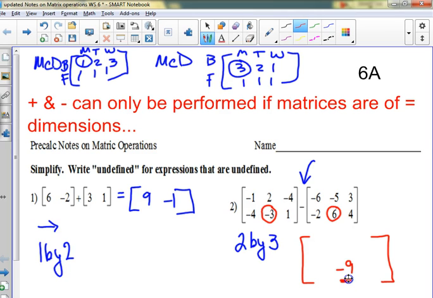That you can find any one. If I only wanted to know what's in this top right corner up here in my answer, I would do these two, and I'm subtracting, so -4 minus 3 is going to put a -7 up there.